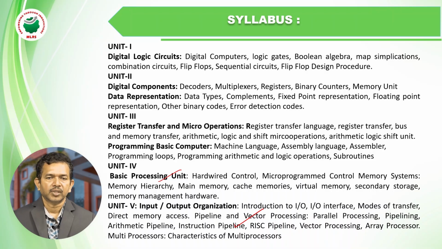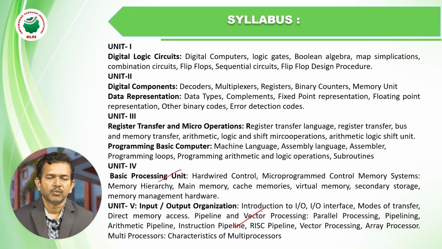Coming to unit 5, we will see what the input and output organization is. Suppose I have a digital computer. What are the input components required, and how does the input component process the data? Once the input component processes the data, it should be transferred to the output component. Once the output component takes the data, how should it be displayed? The output component may be a monitor, a printer, or an LCD projector.